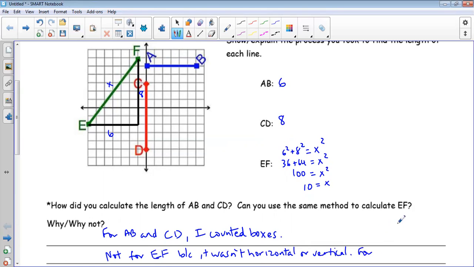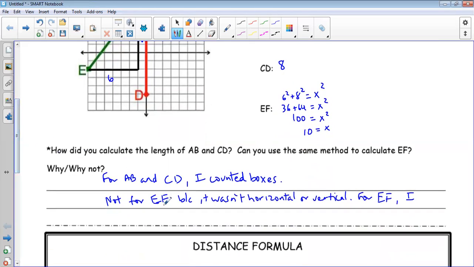For EF, I drew a right triangle and used the Pythagorean theorem.